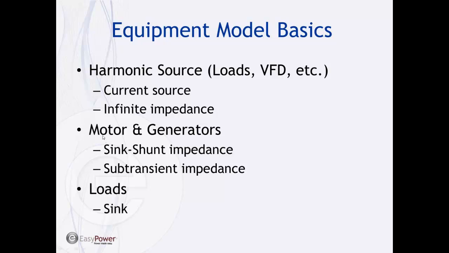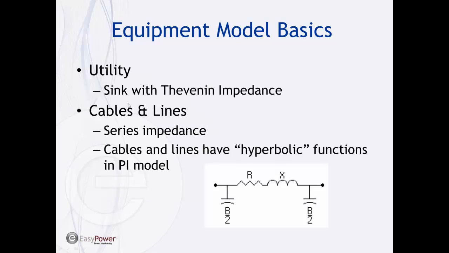Next, the motors and generators. Motors and generators are treated as sink or shunt impedance, and we model the subtransient impedance there. Loads are treated as sinks, and if you have a resistive load, that is going to cause a little bit of damping of the harmonics there. Utility again is treated as a sink with the Thevenin impedance being modeled.